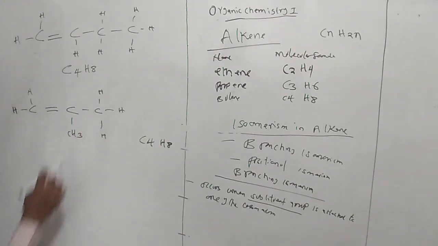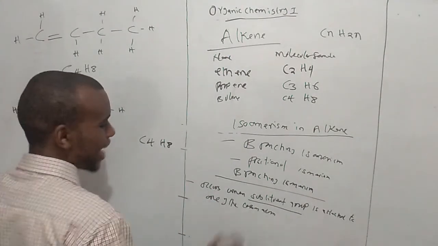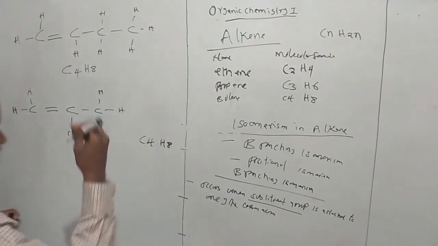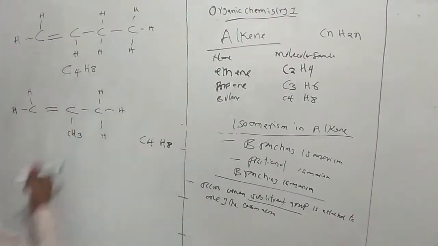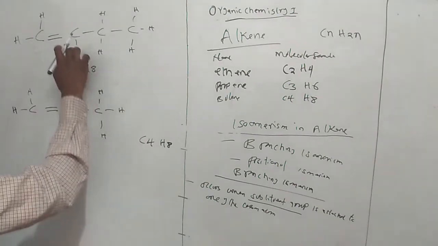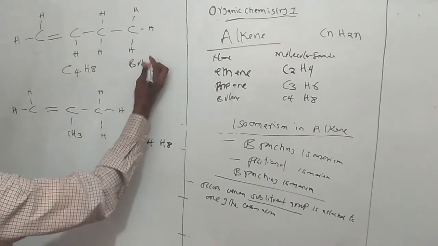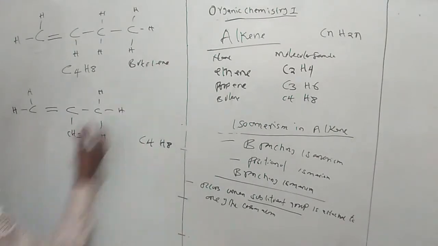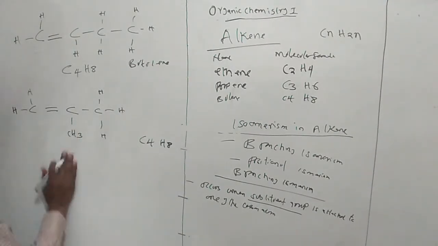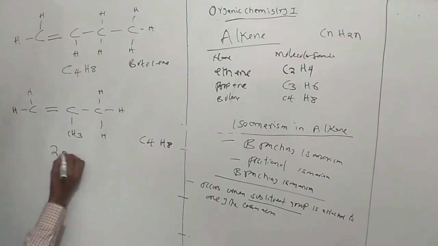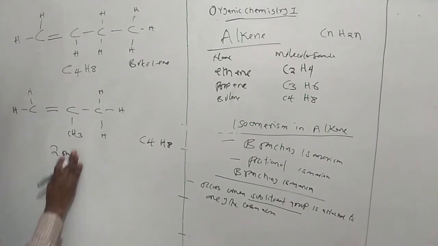Like for this case, it is carbon number 2. That's why we can say that this is a branching isomerism, because a substituent group is attached to one of the carbon atoms. Now, if we name this one, it is but-1-ene. But for this case, we first name the methyl group, which is at number 2, so we'll have 2-methyl.